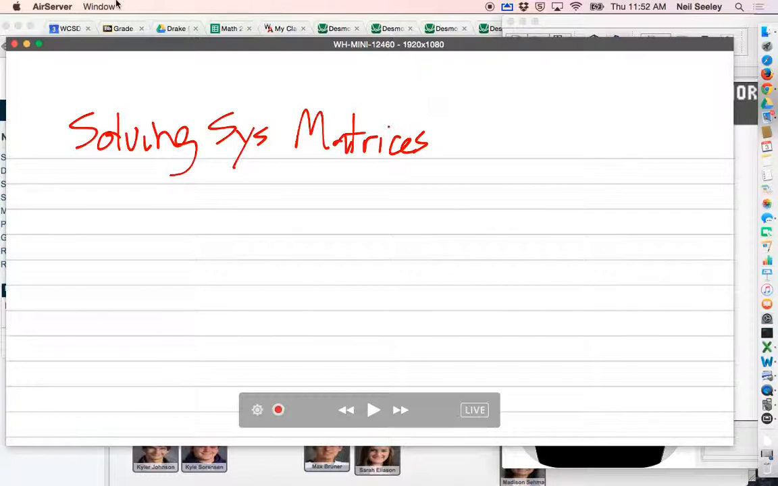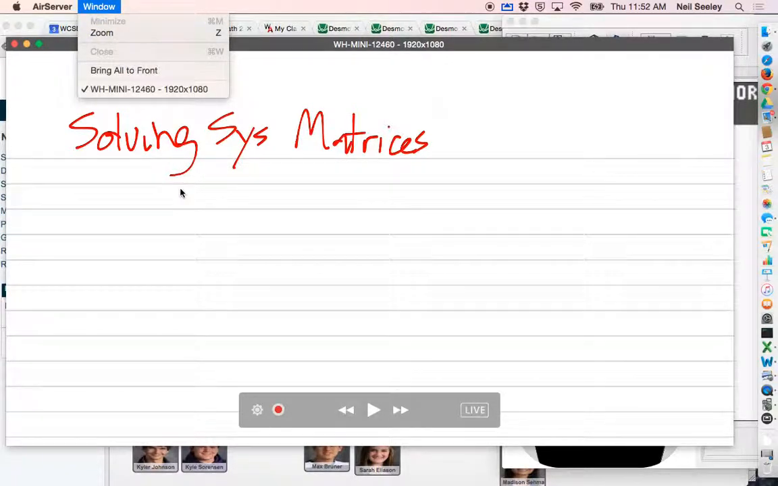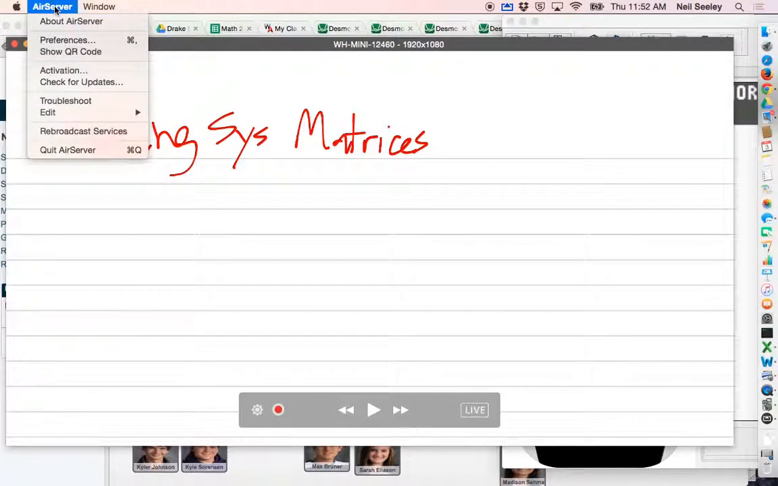Should I do full screen? I want to go full screen. Can I do that? It's not giving me like a full screen option.